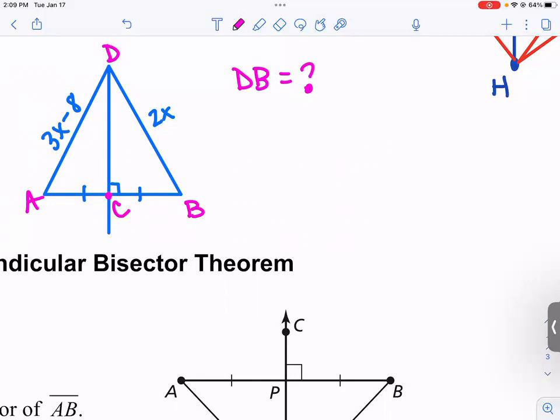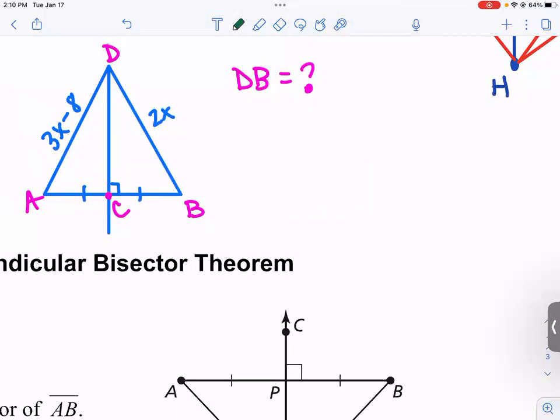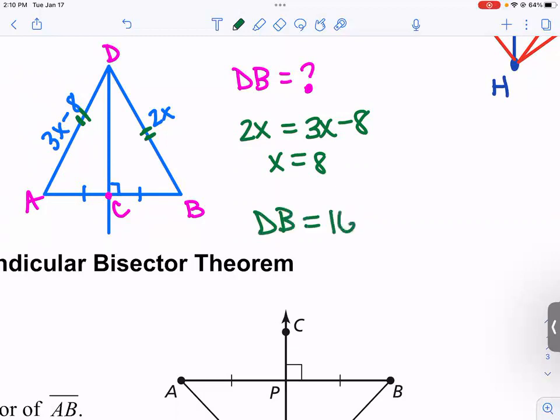I'm not sure. Okay. Tyler thinks he has it figured out. Okay, Jack, what do you think we need to do first? What's the equation? I think that's a 3x minus 8. Okay, so we know that these two sides are going to be equal, right? Okay, so what's x? 8. Which means, okay, so DB is 16.